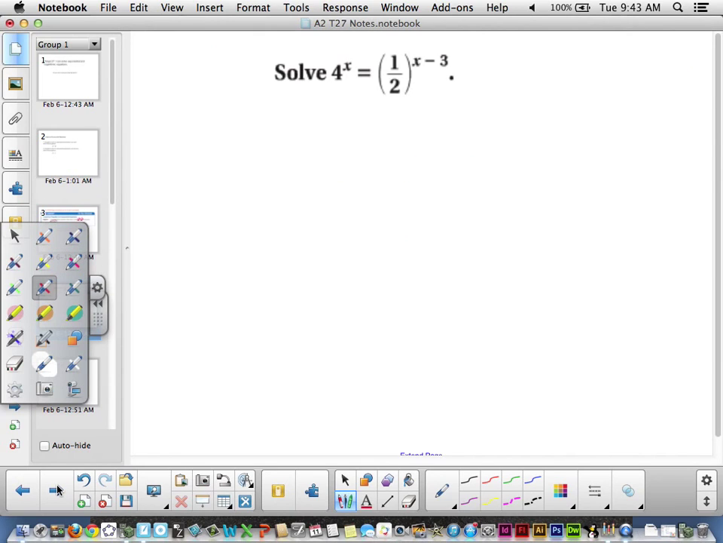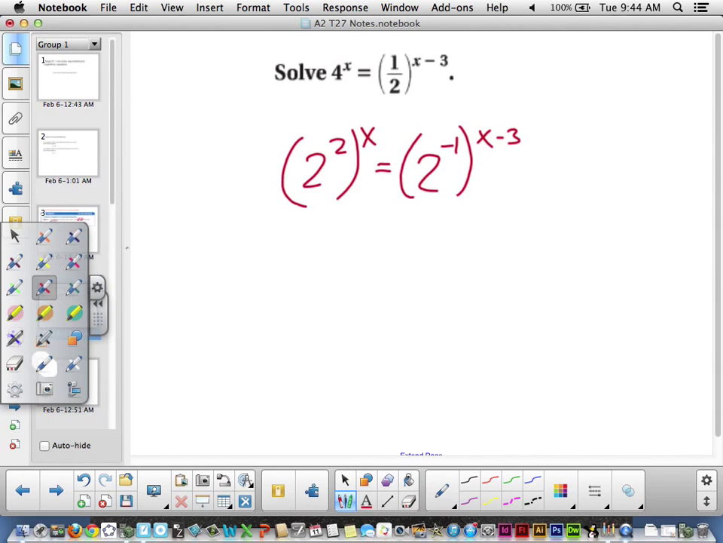Solve 4 to the x equals 1/2 to the x minus 3. The problem we have here is our bases aren't the same, so we need to rewrite the bases. Now, if you look at 4 and 1/2, they have 2 in common. So we're going to rewrite 4 as 2 to the second, so we're going to have 2 squared to the x. And if you remember your exponent rules with fractions, those are negative exponents. So 1/2 is the same as 2 to the negative 1. So we're going to write the right side as 2 to the negative 1 to the x minus 3.